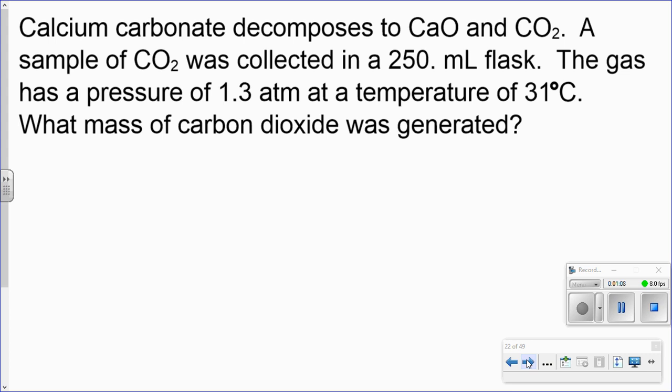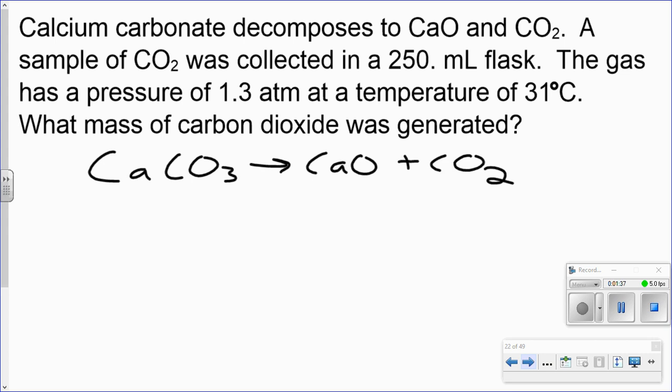You have calcium carbonate decomposes to CaO and CO2. A sample of CO2 is collected in a 250 milliliter flask, and the gas had a pressure of 1.3 atmospheres at a temperature of 31 degrees Celsius. What mass of carbon dioxide was generated? This is a little strange here. That first sentence right away, I feel like I need to write a chemical reaction. So calcium carbonate decomposes to calcium oxide and CO2, and I believe it's balanced.